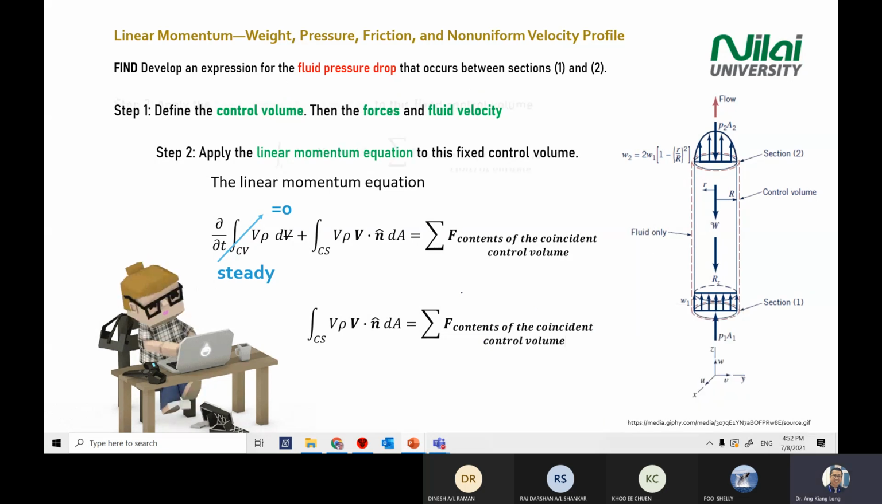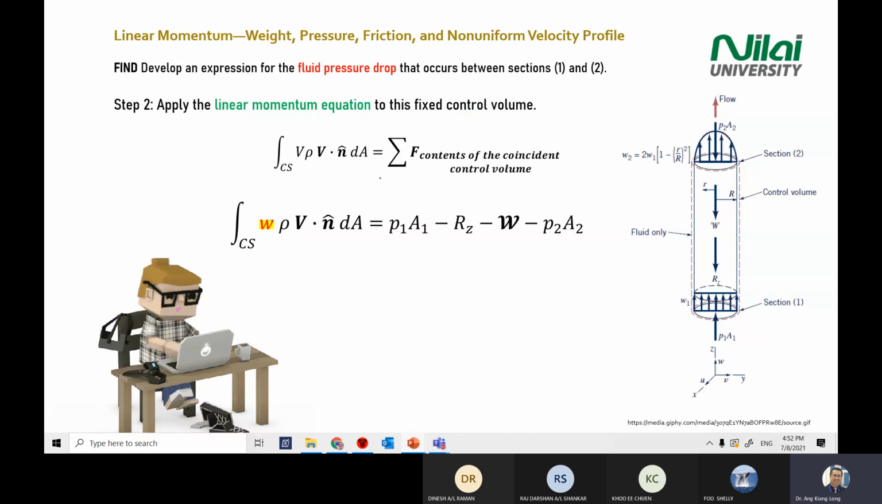Okay, next you solve for the force, like what you did in the previous example. This one you read from the free body diagram. You have the pressure force in and out. You should know why this one is positive, why this one is negative. If you don't know, go and watch the video that I explained 10 minutes ago. Rewind the video, watch again.